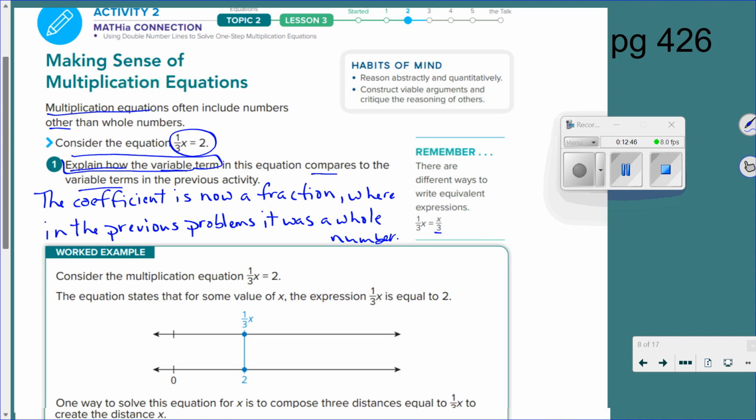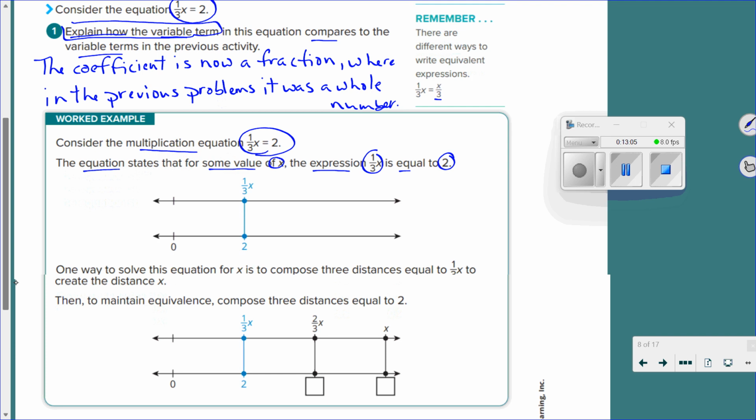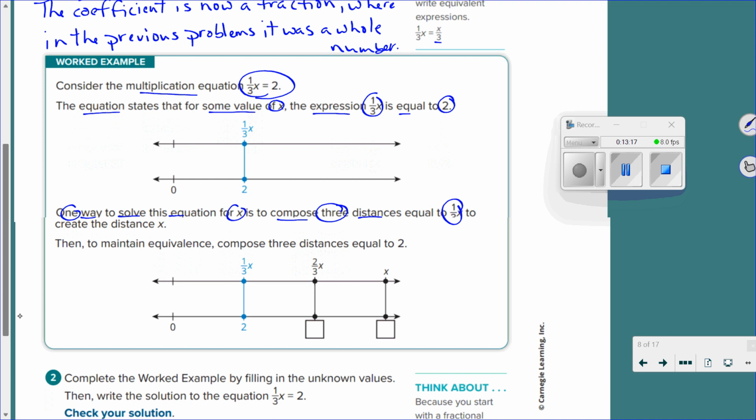Okay? So if I consider the multiplication equation 1/3 x equals 2, the equation states that for some value of x, the expression 1/3 x is equal to 2. So I know at 1/3 of the x, my value is 2. One way to solve this equation is for x to compose 3 distances equal to the 1/3 x to create the distance x. Then to maintain equivalence, compose 3 distances equal to 2.